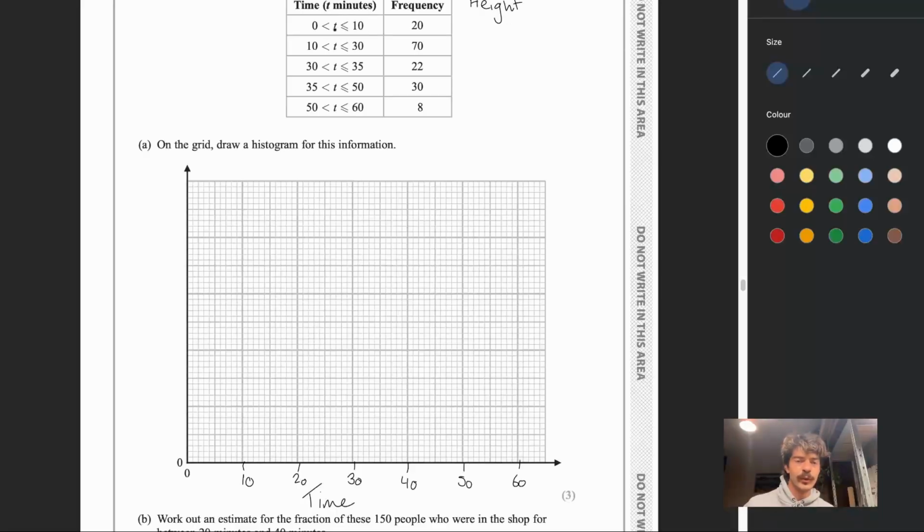So for this one, we've got a width of 10 and a frequency of 20. That means the height must be 2. Here we've got a width of 20 and a frequency of 70, which means the height must be 3.5. Here we've got a width of 5 and a frequency of 22. That's going to actually be giving us 4 4/5, or not 4/5, 2/5, which would be 4.4. Here we've got 15 and 30, which would once again be 2, and here we've actually just got 0.8. Okay, so actually the highest up we want to go is a little bit less than 5. 1, 2, 3, 4, 5.